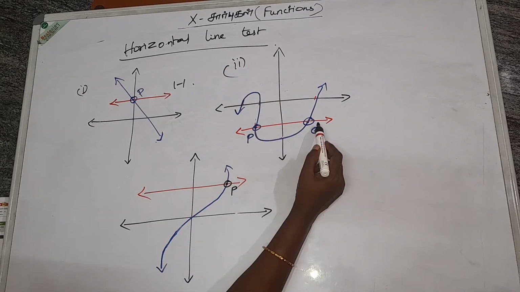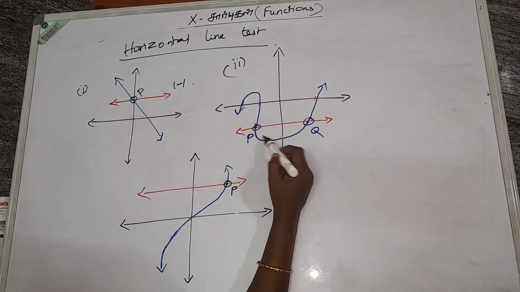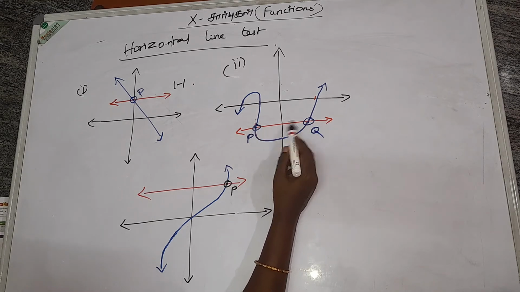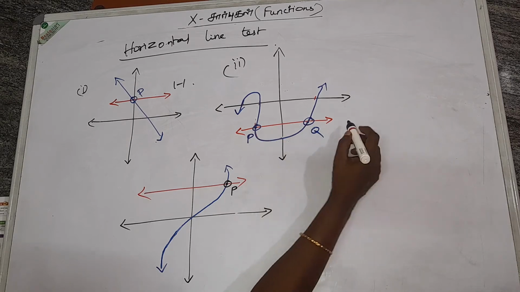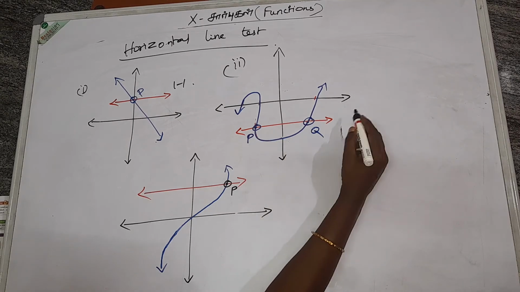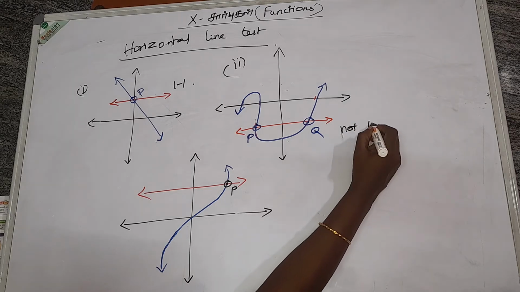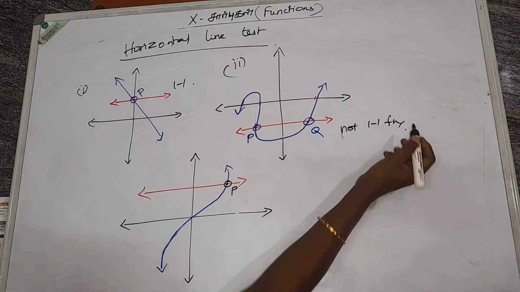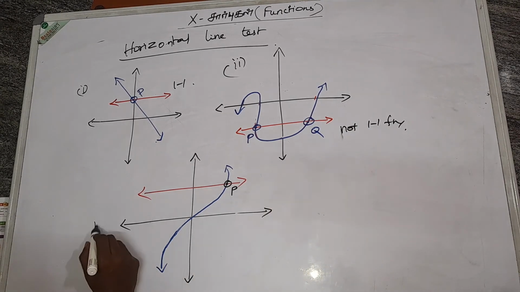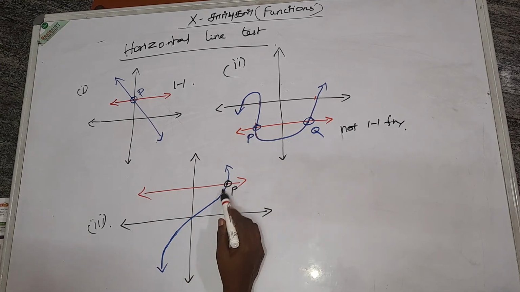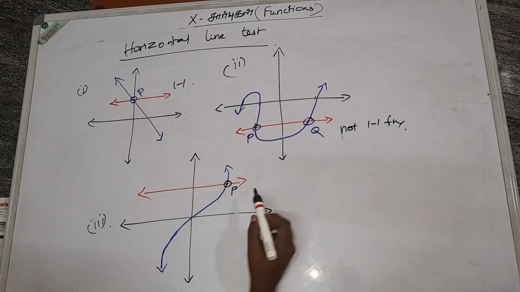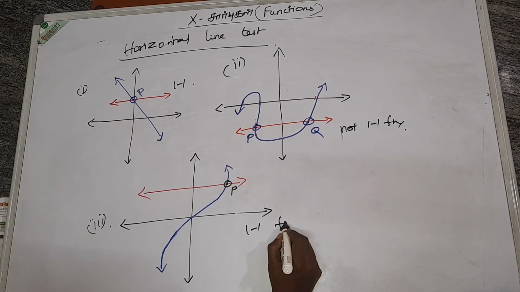See this diagram here, the red line is the horizontal line. It meets the curve at two points, P and Q. So it meets at more than one point, and we can say it is not a 1 to 1 function. Here see the third one. The horizontal line touches only one point of the given curve, so we can say it is a 1 to 1 function.